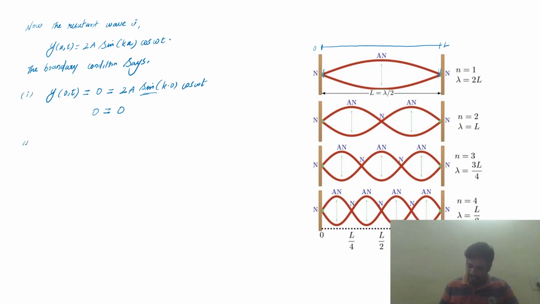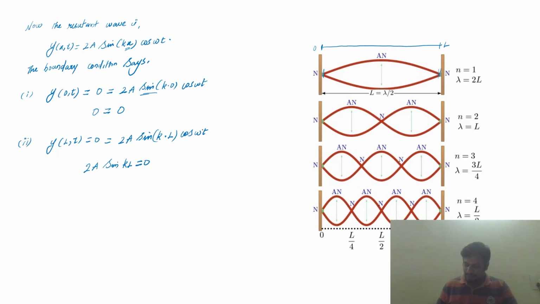The next boundary condition: y at x equal to L, for all t, equals 0. That means 2a sin k times L, because in the place of x we replace L, since we are looking at the wave amplitude at x equal to L, times cos omega t. Here the cos omega t can't be made 0, but the sine can. So 2a sin kL equal to 0.